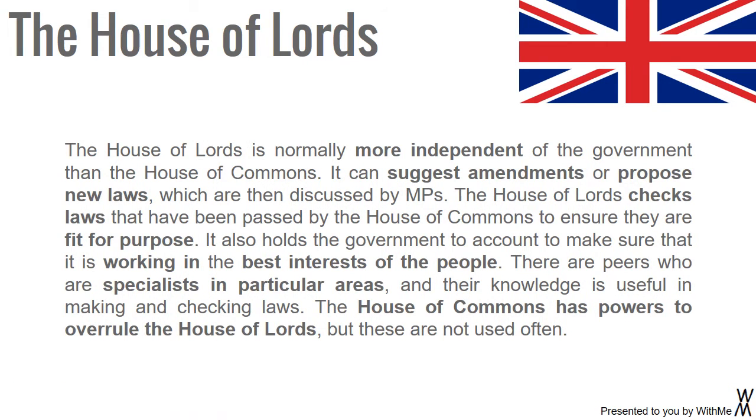The House of Lords is normally more independent of the government than the House of Commons. It can suggest amendments or propose new laws, which are then discussed by MPs. The House of Lords checks laws that have been passed by the House of Commons to ensure they are fit for purpose. It also holds the government to account, to make sure that it is working in the best interests of the people. There are peers who are specialists in particular areas, and their knowledge is useful in making and checking laws. The House of Commons has powers to overrule the House of Lords, but these are not used often.